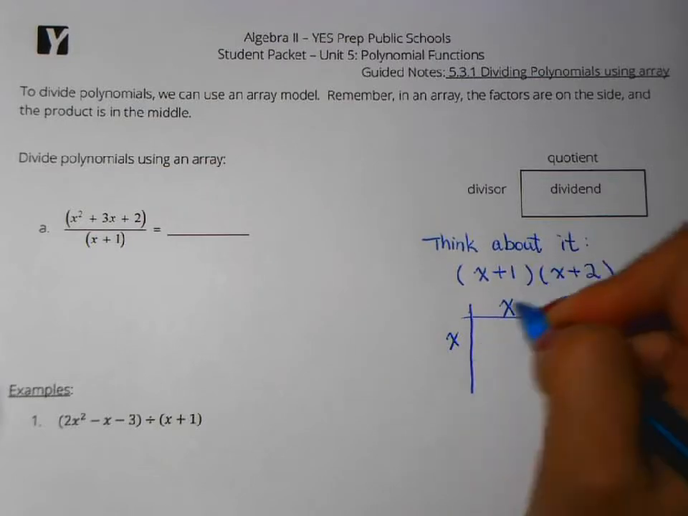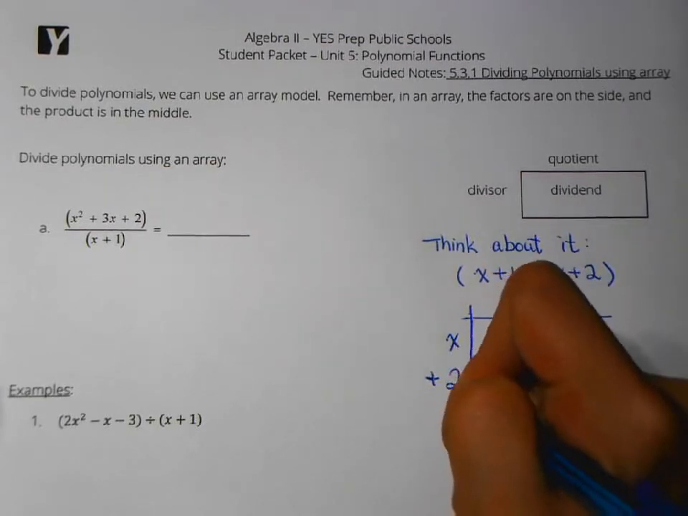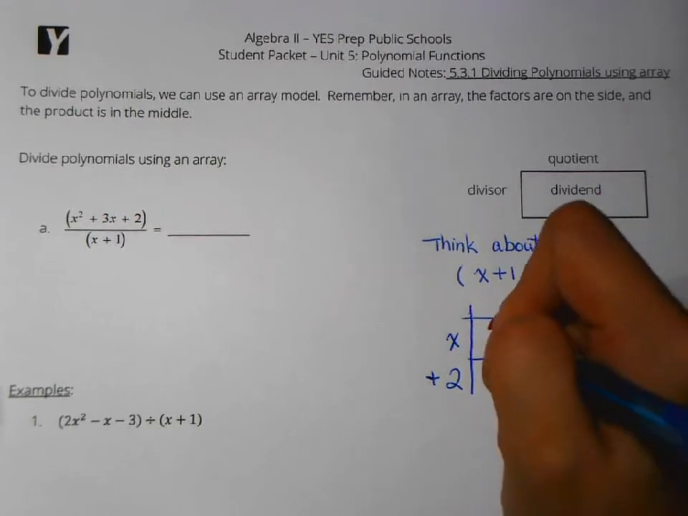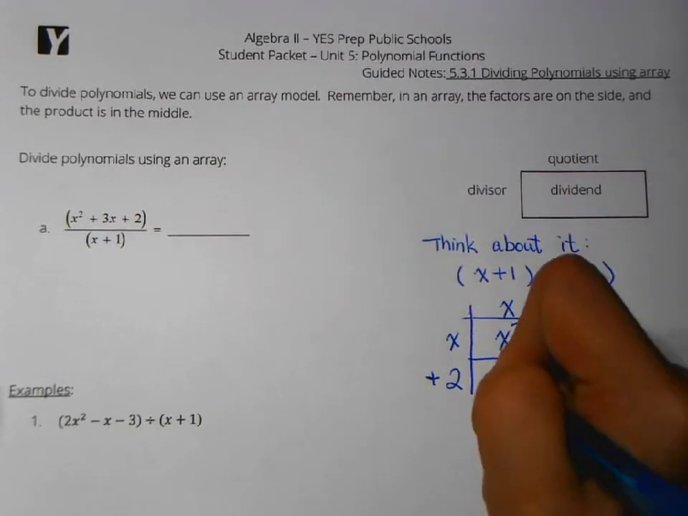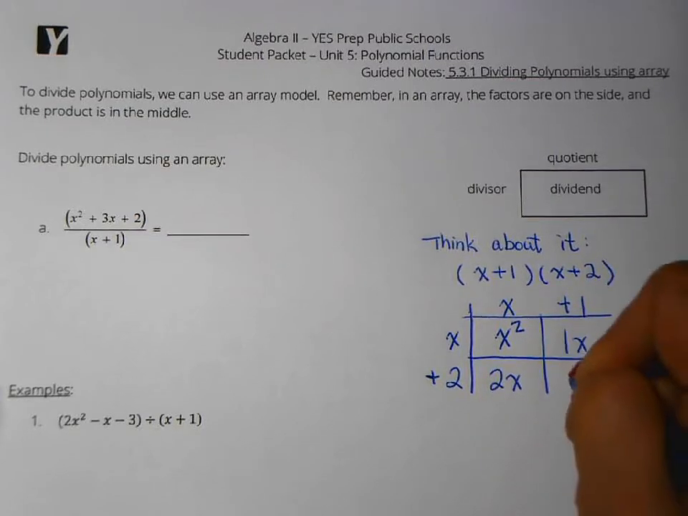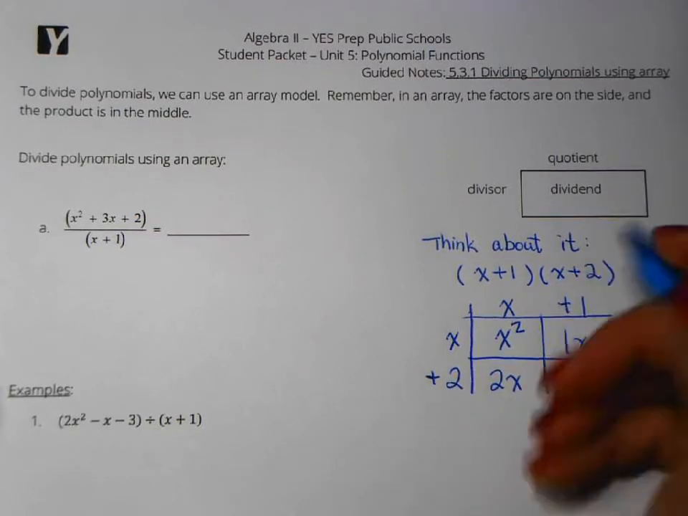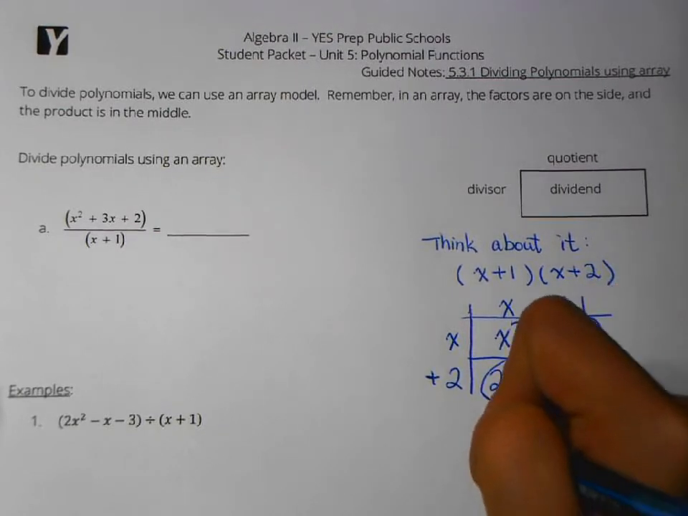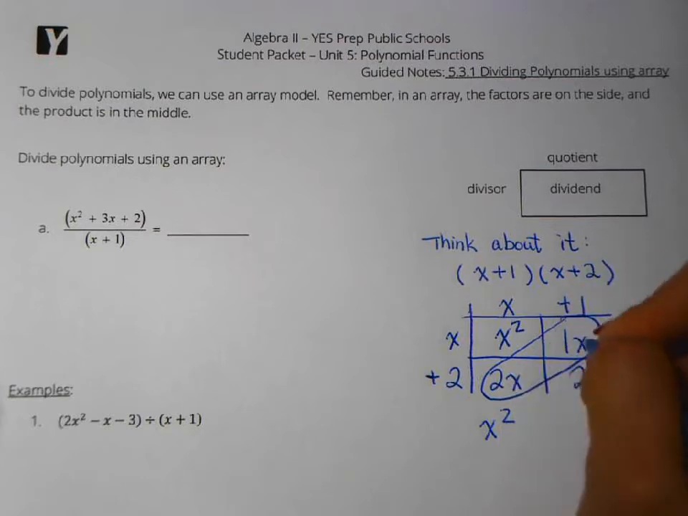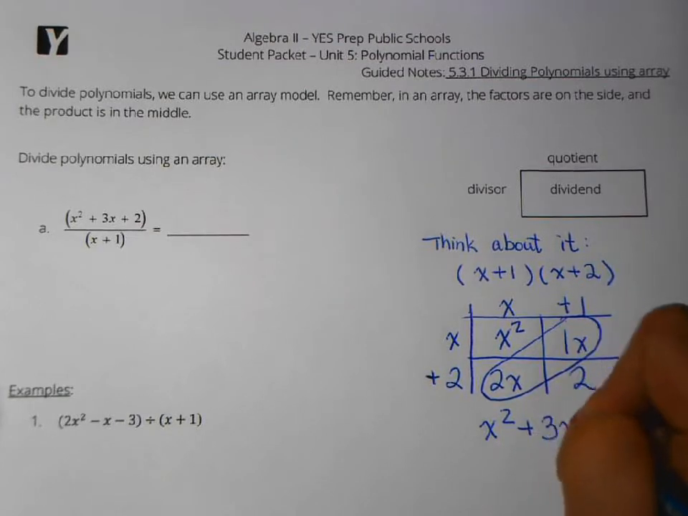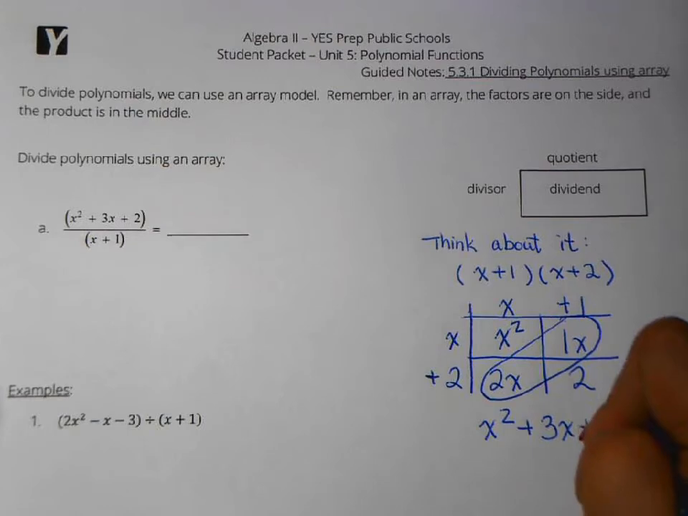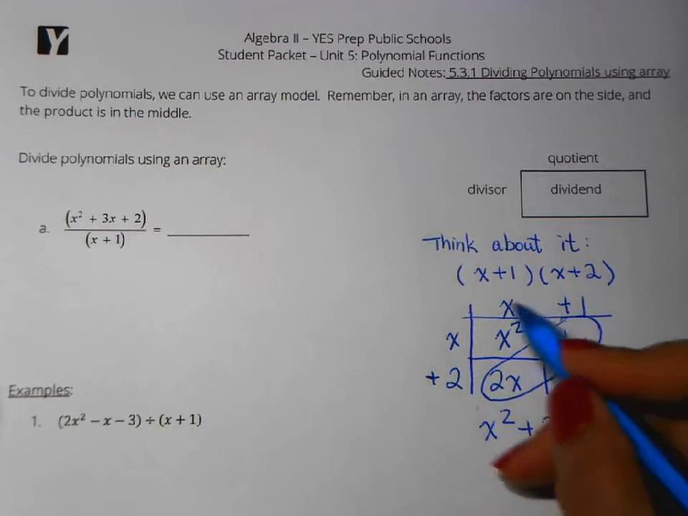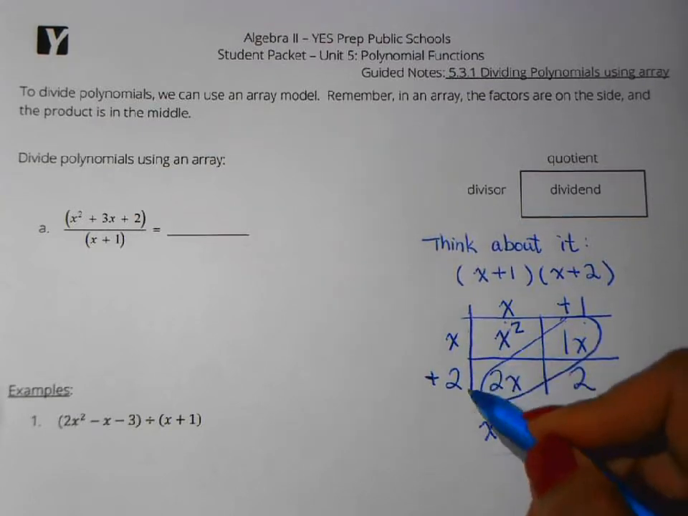X plus 1 is my length. X plus 2 is my width. When I multiply them, I get the four boxes. So we have x squared, 2x, 1x, and 2. To get the area within, I have to combine like terms. So I end up with x squared, 2x plus 1x is 3x, plus 2. And that would be my answer, my area, for when I multiply x plus 1 times x plus 2.